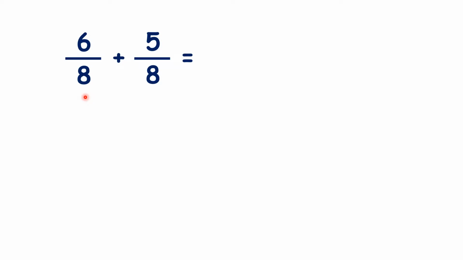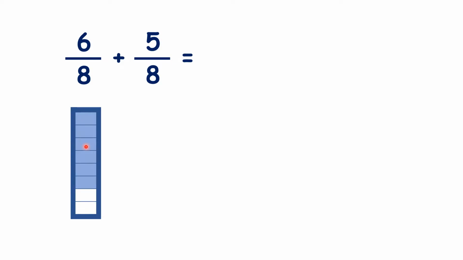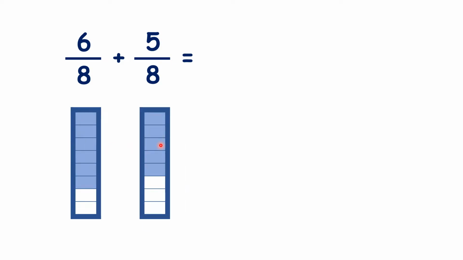What is 6/8 plus 5/8? Well, there's 6/8, there's 5/8. Now what do we have all together? Well, each of these parts is 1/8, and we now have 1, 2, 3, 4, 5, 6, 7, 8, 9, 10, 11 parts. So we have 11/8.